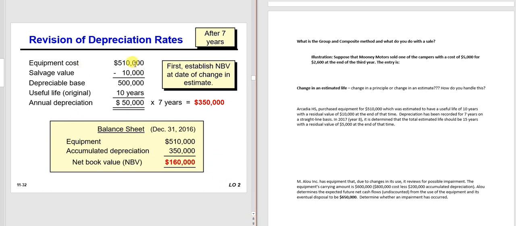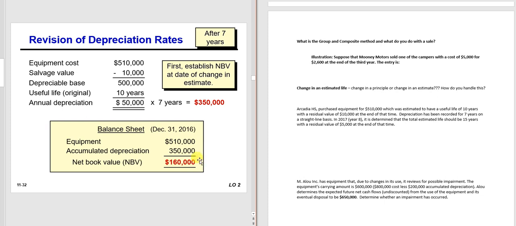So first of all, I do cost minus salvage value divided by the life. I don't know that I would set it up exactly like that, but cost minus salvage value divided by the life is $50,000 a year for 7 years, so I've taken $350,000. Now I've got to figure out how much I have not depreciated. Well, I've got my equipment of 510 minus the 350,000 I've depreciated, so my book value, or my undepreciated value, is $160,000. Now I have to spread that cost over its remaining life.